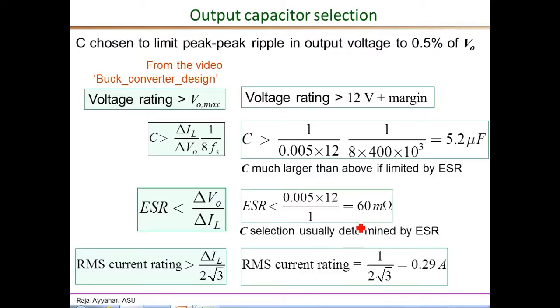And finally, the RMS current rating for the capacitor is given by this expression, and again delta IL is 1, so 1 over 2 times square root 3 is 0.29 amps, the required RMS current rating for the capacitor that we choose. Notice that the RMS current requirement is significantly smaller than the maximum load current, which is 5 amperes.